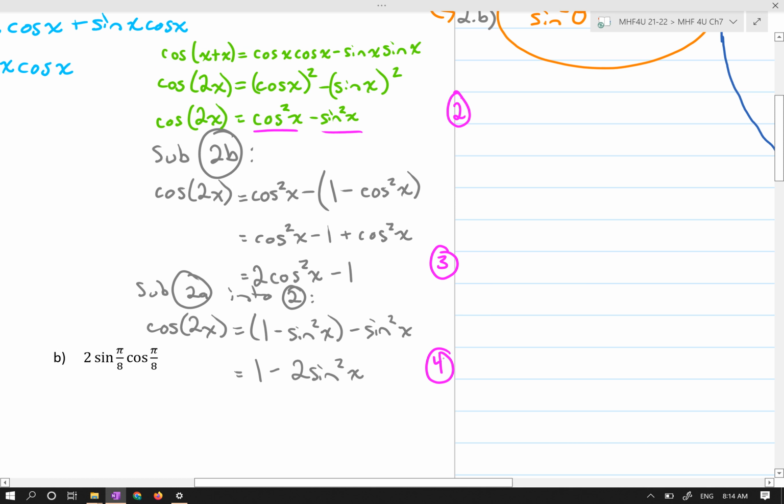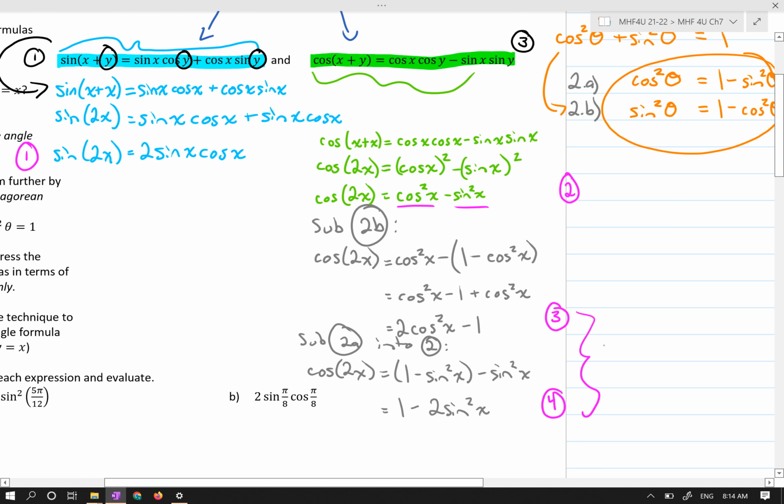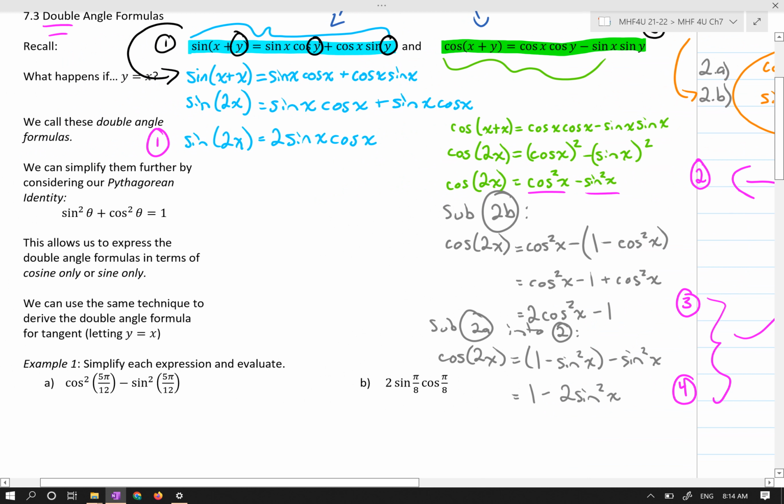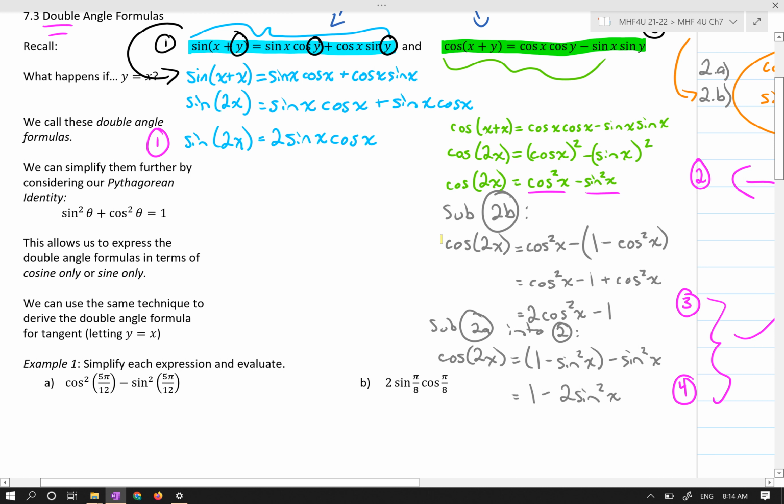Again, double angle formula 3 and 4 are just two different forms that we already found from equation 2. Now, if we're looking at equations 3 and 4, we have here an equation purely in terms of the cosine of x, and an equation, at least on the right side, in terms of the sine of x. So that should lead us forward.